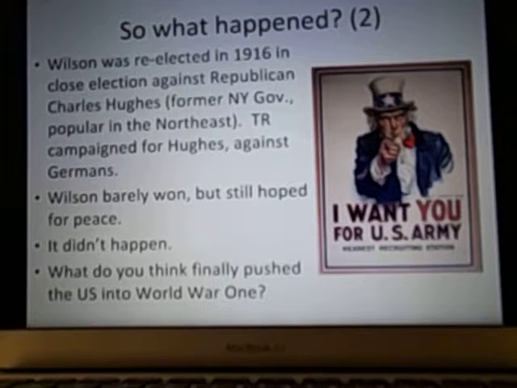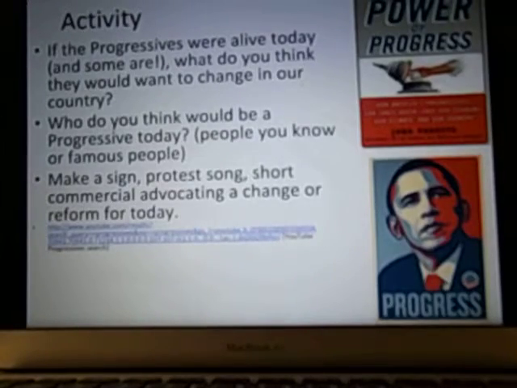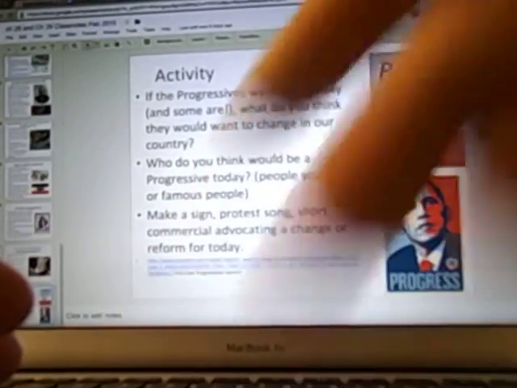In 1916, there's another election, because elections are never canceled, and President Wilson was reelected, but he still hoped that there would be peace. He wasn't reelected on the idea that he would get the U.S. into the war. Most Americans still in 1916 thought that the U.S. could avoid the war.